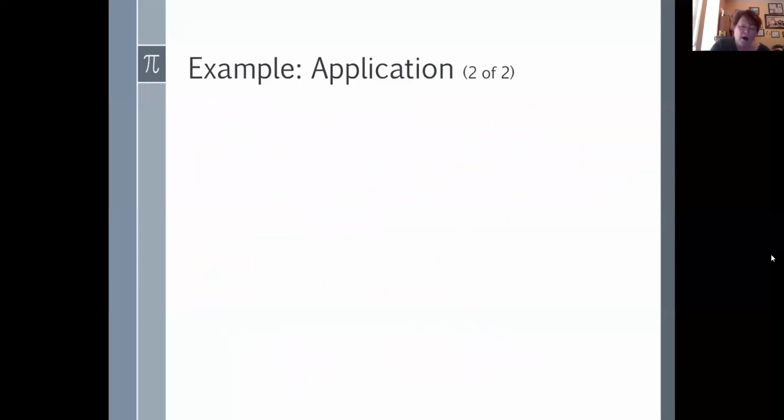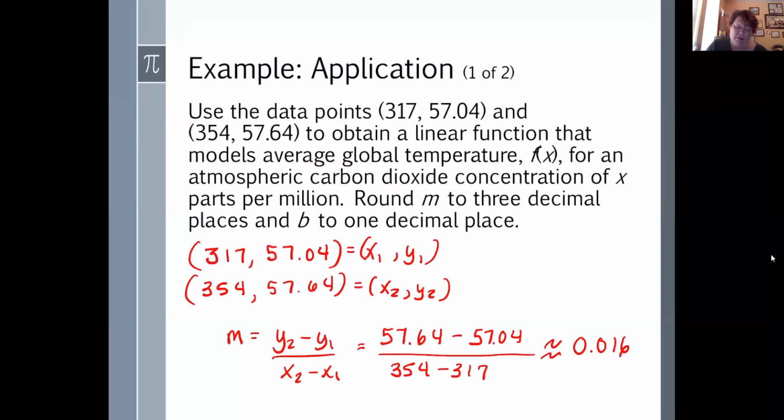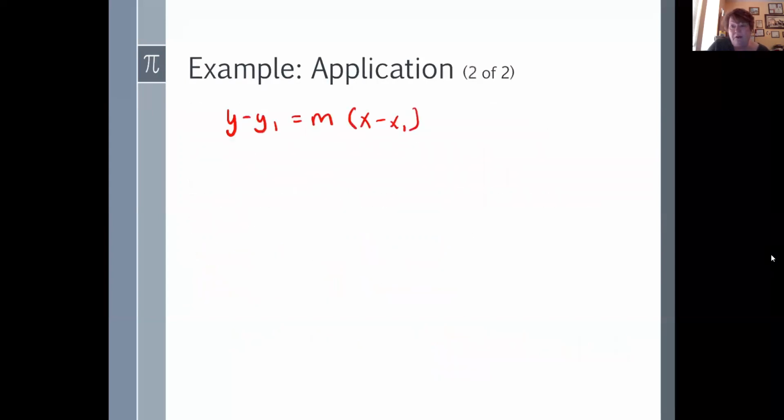So we have y minus y1 is equal to the slope times x minus x1. And it doesn't matter which point I use for x sub 1, y sub 1. It doesn't matter one iota. So I think I used what I used over here, the 317, the 57.04, but you can use both of them. So we have y minus 57.04 is equal to our slope, which we determined, x minus 317.